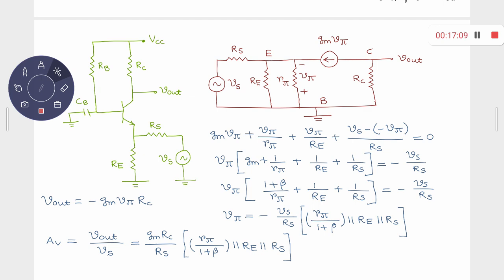Some other application. There is, so common base is not used for increasing the gain, right? But for some other applications, right? How many of you have seen funnels? Funnel application. In household we have this. What is the use? What is the reason of using this?